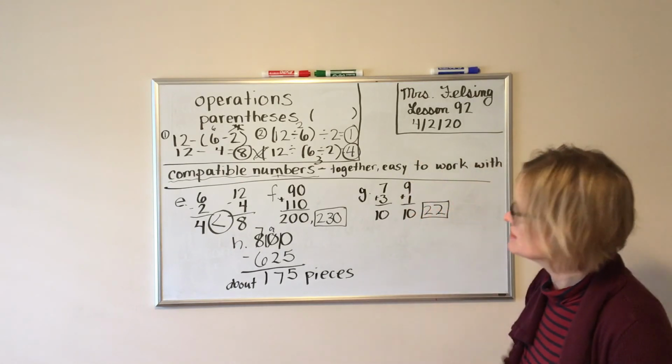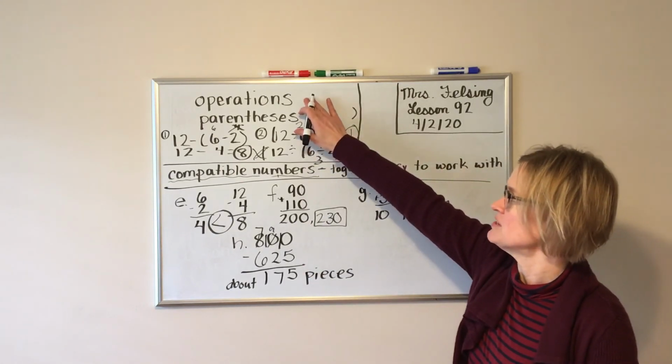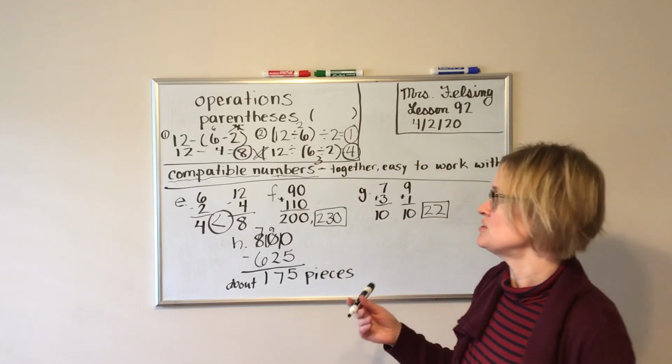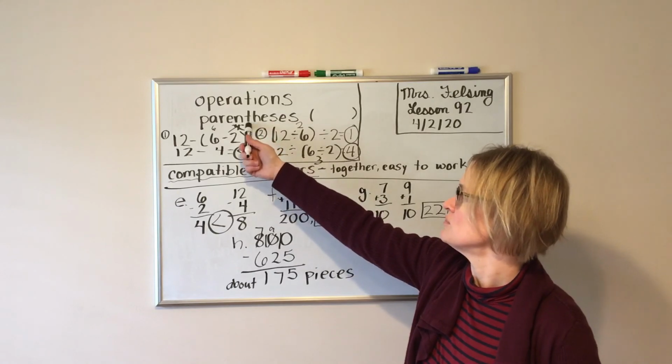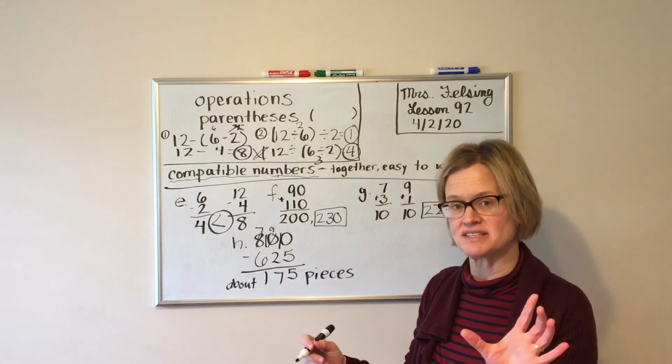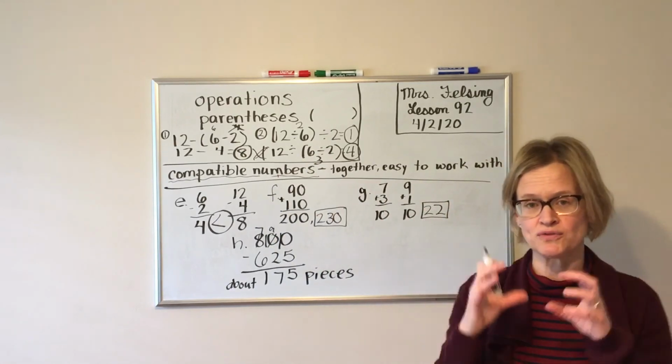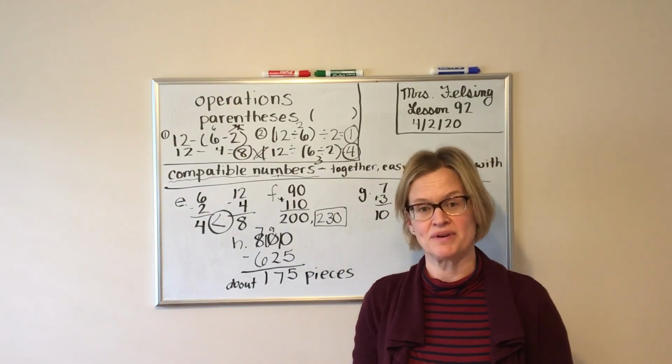So just to remind us, remember today we're working with operations. That means it's multiple procedures. Which procedure do you do first? You use the parentheses as your stop sign to tell you when to go first. And compatible numbers, you want to try to group numbers together that are easy to work with.